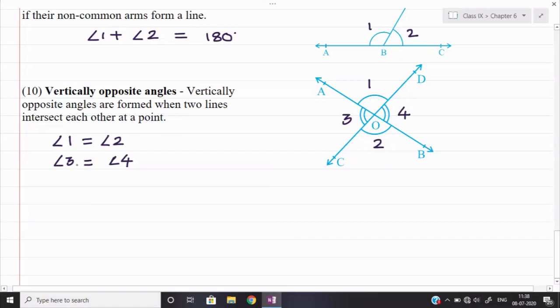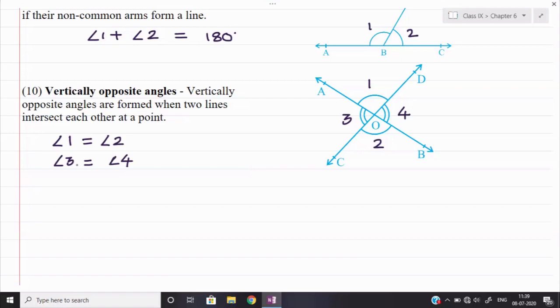We shall see it and then we will prove this theorem also later in the chapter. Okay, so right now you remember only one thing: what vertically opposite angles are and what the relation between them is. If two lines are intersecting, the angles formed opposite to each other are called vertically opposite angles, and these angles are always equal. Okay, so students, we have completed all the definitions.